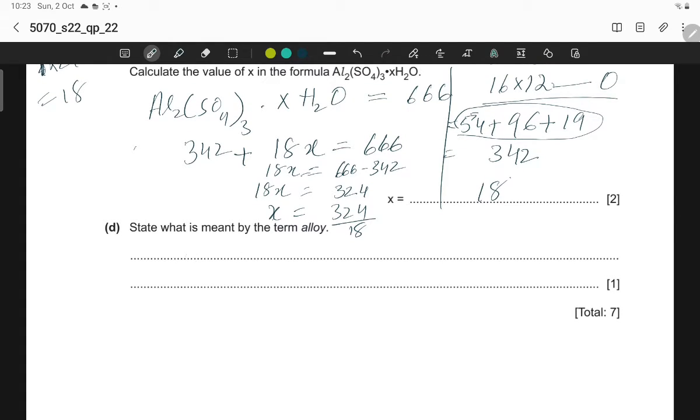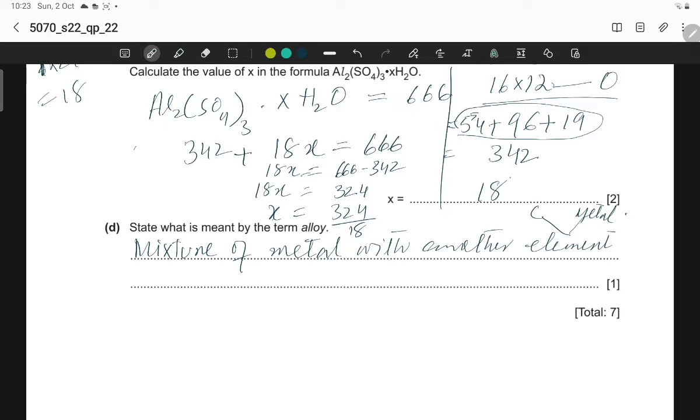State what is meant by the term alloy. An alloy is a mixture of a metal with another element. The element can be carbon or any non-metal, so that's why it is written with another element. You can write a mixture of metal plus metal, or metal plus carbon, or any other element. So this should be the answer.